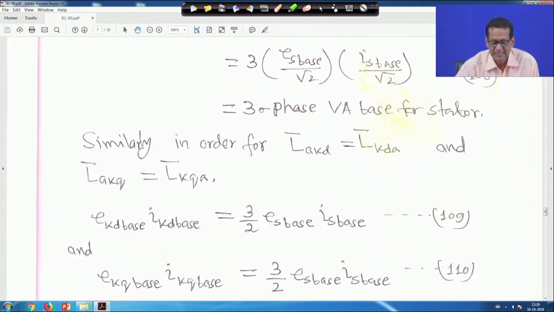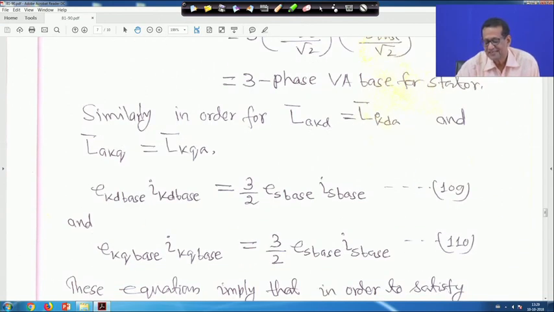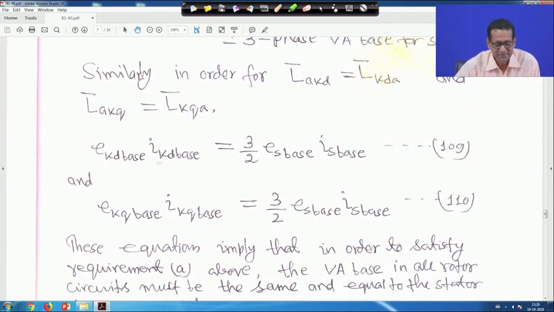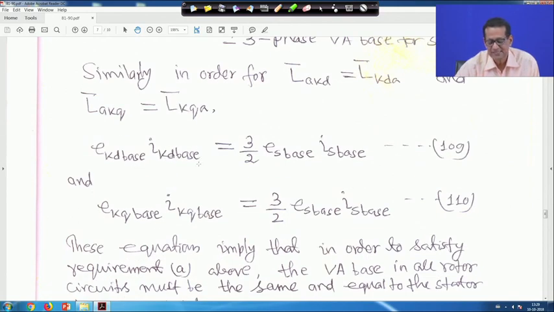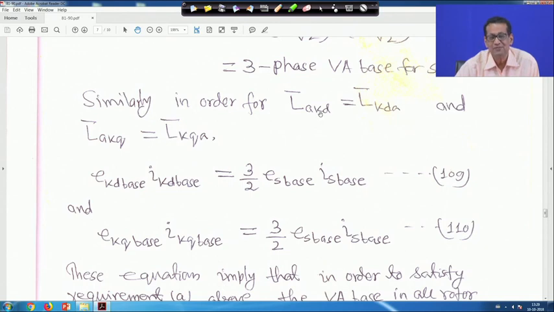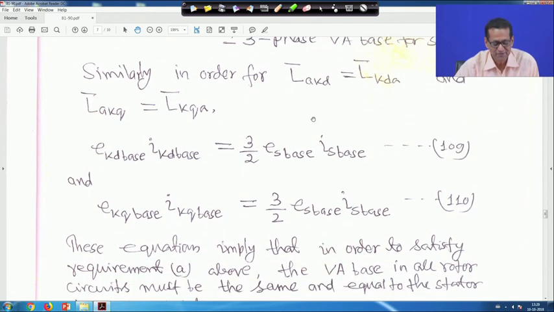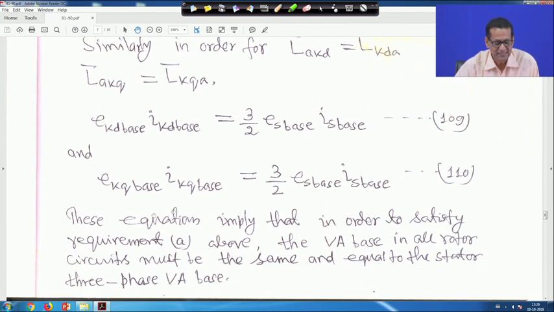Similarly we have to make LAKD bar equal to LKDA bar and LAKQ bar equal to LKQA bar, because we want everything to be in reciprocal, right. So in a similar way you can make it EKD base. If you equate this one and this one, you will get EKD base IKD base. Go back to those referred equations and just equate it, I didn't write it here. If you do it, it will be EKD base IKD base is equal to 3 by 2 ES base into IS base. Similarly, EKQ base into IKQ base is equal to 3 by 2 ES base IS base. This is equation 110, right.